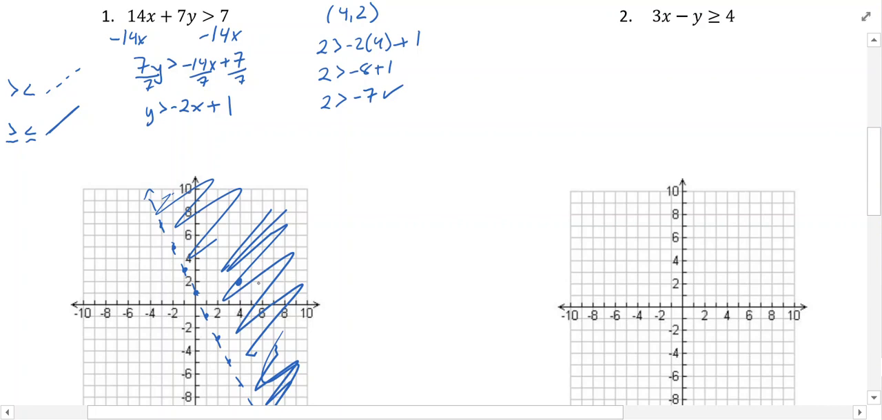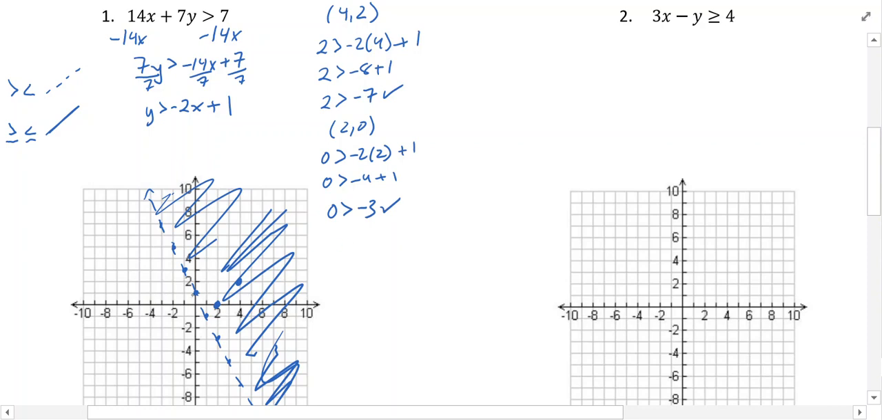The directions ask us to check 3 points. So I'm going to try another one. So let's try 2, 0. So I'm going to try this point right here, 2, 0. So I'm going to plug that in. So y equals 0. So 0 is greater than negative 2 times 2 plus 1. So 0 is greater than negative 4 plus 1. So 0 is greater than negative 3. That is a true statement. So that one worked also.